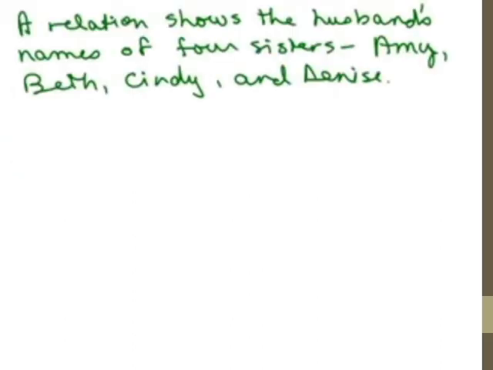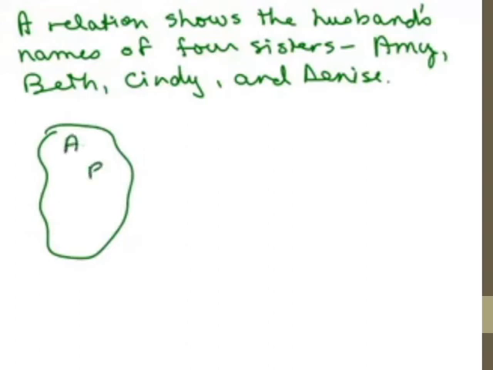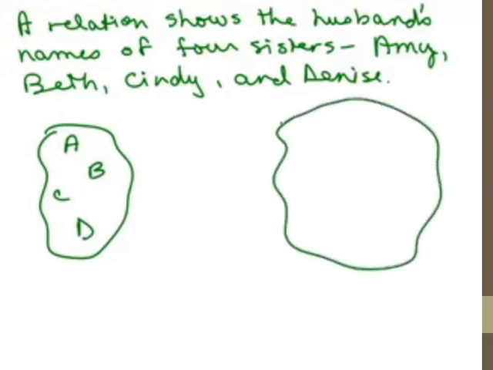How about this relation? Here's a relation that shows the husbands' names of 4 sisters, Amy, Beth, Cindy, and Denise. Alright, to make it simple, let's see if I just draw a picture, and I'll use the first letter of their name so I don't have to write it out. And I'm going to write over here who they married.